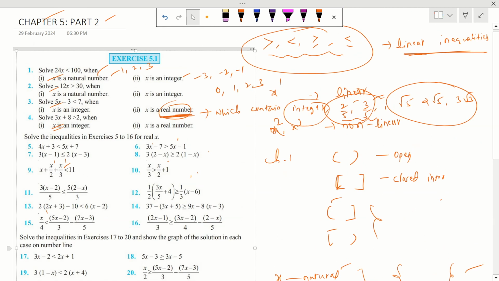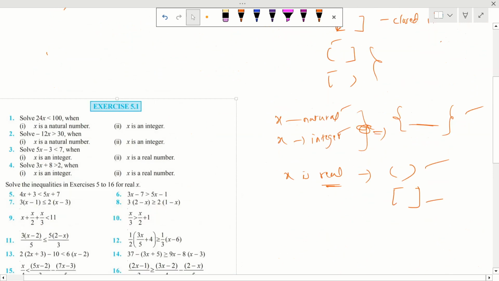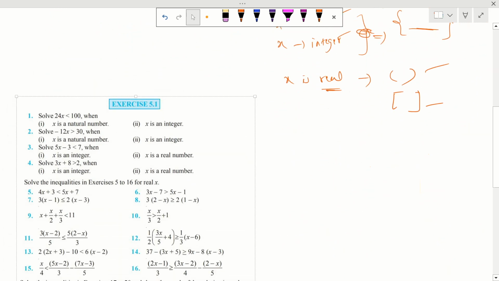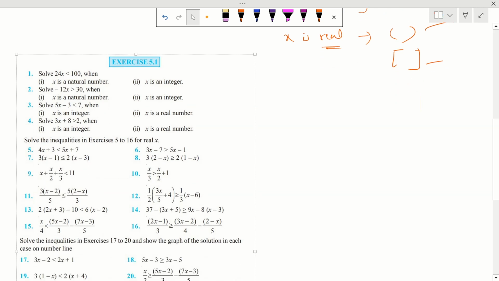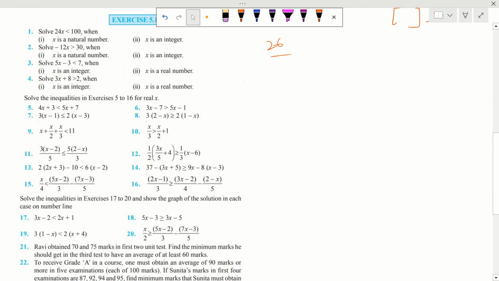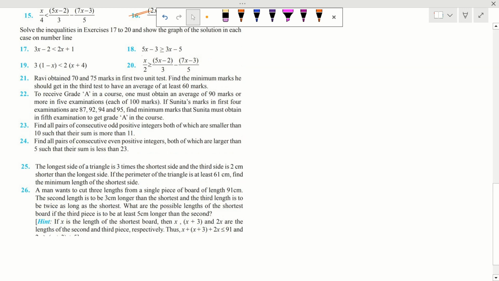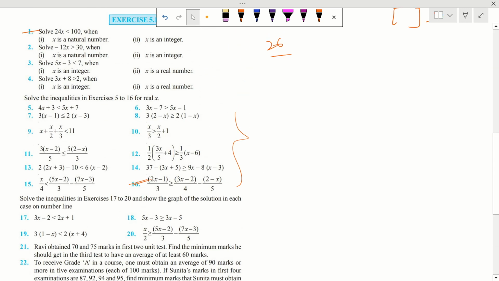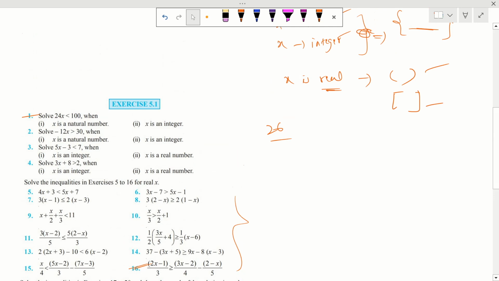Now we'll come to the solution of this exercise. This exercise contains 26 problems. It takes time, and I will try to solve all 26 problems, so one more class is required. Up to 26 problems are given in exercise 5.1. I will solve 1 to 16 in this session, and 17 to 26 will be covered in the next class.